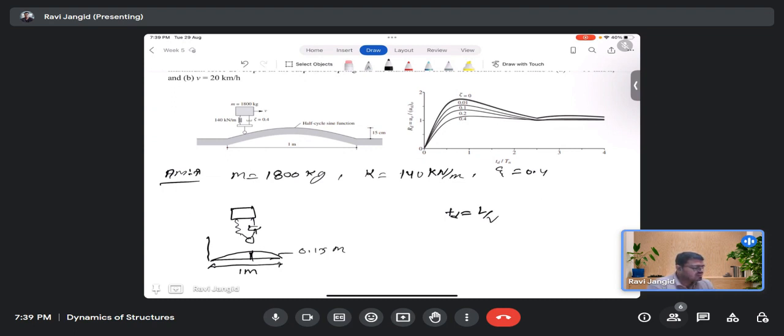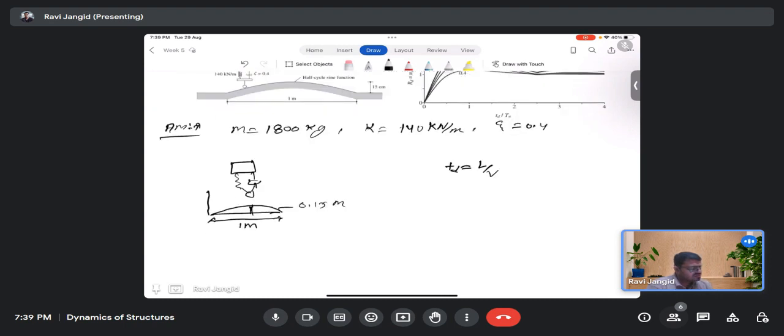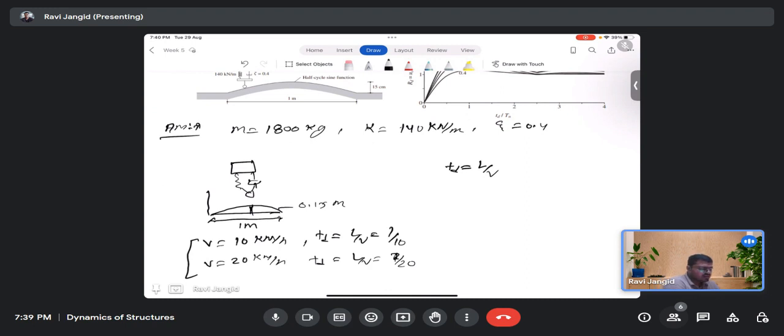We are given two different speeds: v equal to 10 kilometer per hour and 20 kilometer per hour. So td would be L by V, 1 over 10 for the first, and 1 by 20 for the second. Convert the speeds into meter per second by multiplying by 5 by 18. How much td am I getting? 0.36 second, and the other is 0.18 second.